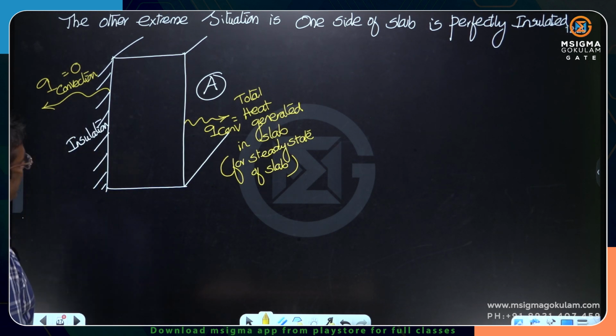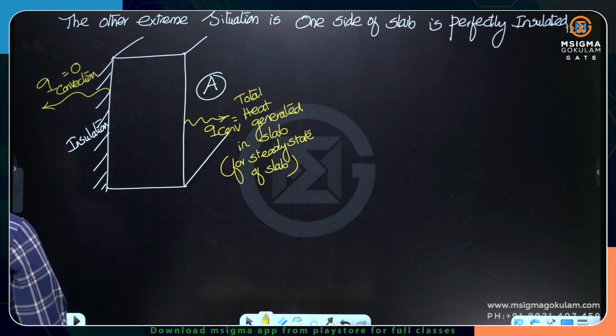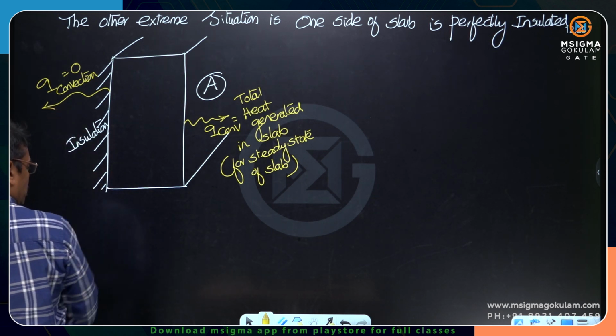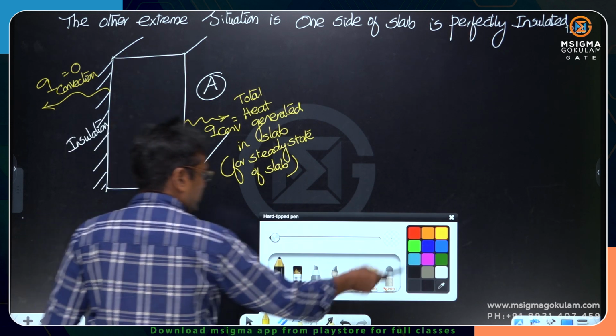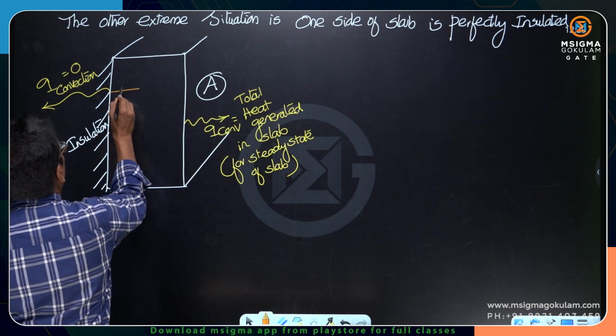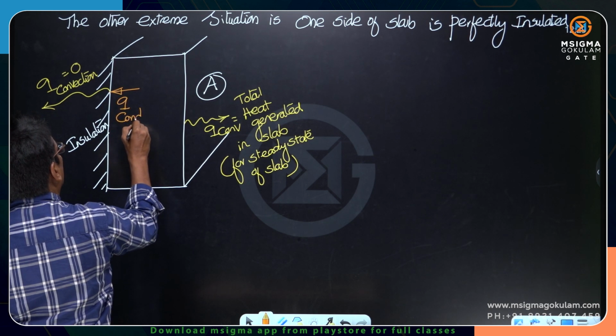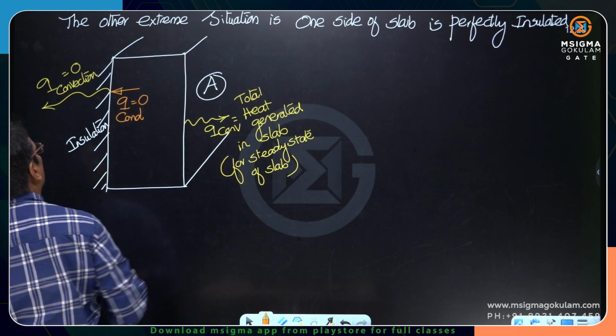Total heat generated should be equal to this side, all the heat. Because Q convection is 0, when Q convection is 0, there can't be any Q conduction. Here the Q conduction should also be equal to 0.